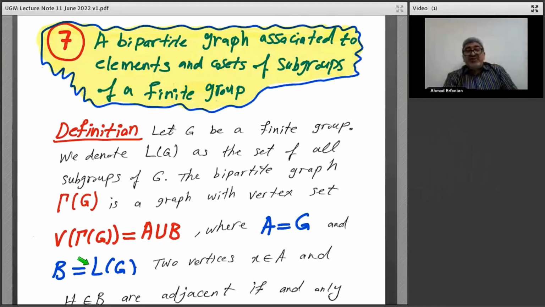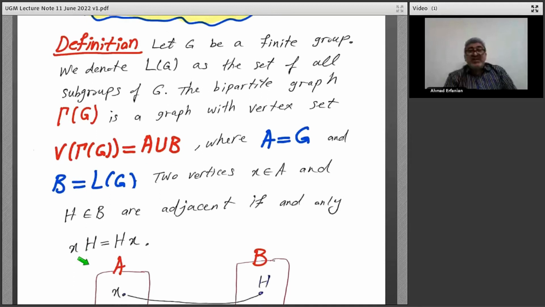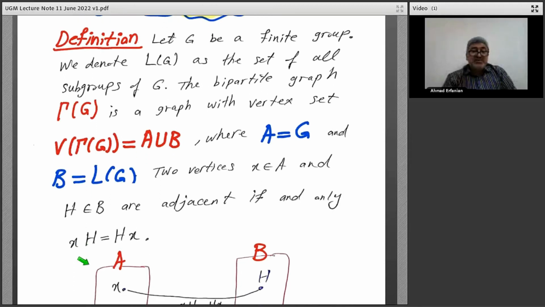One important algebraic graph which I recently defined and published a paper about is a bipartite graph associated to elements and cosets of subgroups. Let me define the graph. Suppose that G is a finite group. We may denote L(G) as the set of all subgroups of G. Now the bipartite graph Gamma G we define as the following.